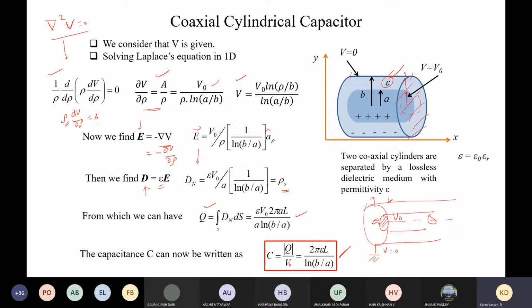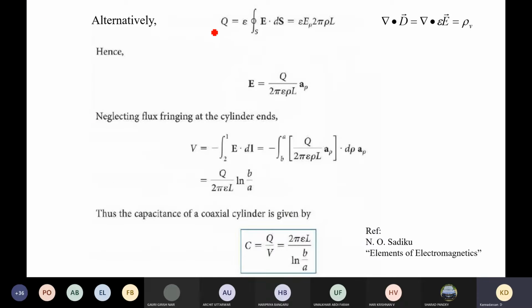The same problem can be solved in the reverse way. First, we have to calculate the charge density. According to Gauss law, we know that it is nothing but the integration of D dot dS. So that is what is written here, epsilon E dS vector. When you do that, you will get this. And then by differentiating this, so this E rho, if you take, then you will get this in terms of q divided by epsilon 2 pi rho l. So that is how you will get the electric field.